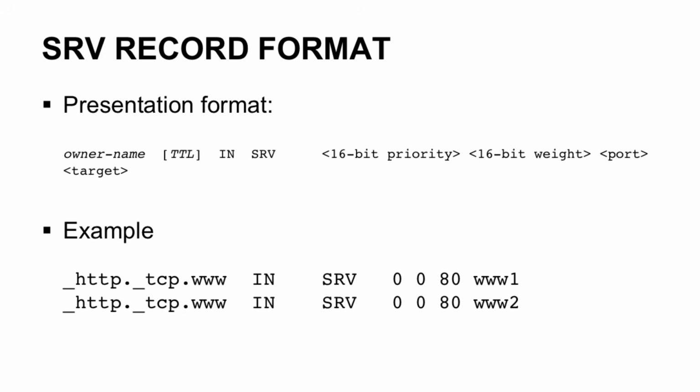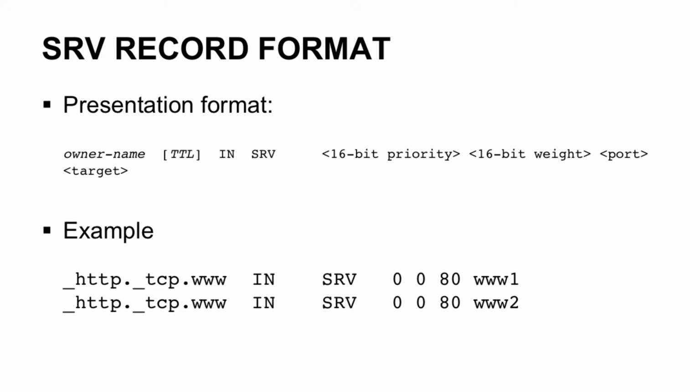MX records are only useful for delivery of email using SMTP, the Simple Mail Transport Protocol. But some aspects of the MX record's functionality, like being able to designate a backup server or multiple servers for a service, would be useful for other protocols too. Enter the SRV, or service record. It's like a general-purpose MX record that can work with any service.